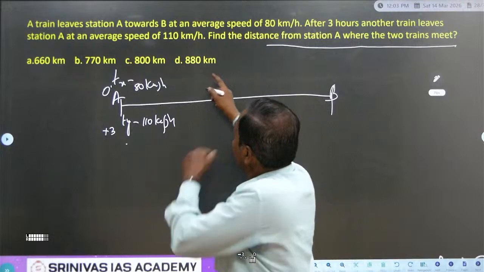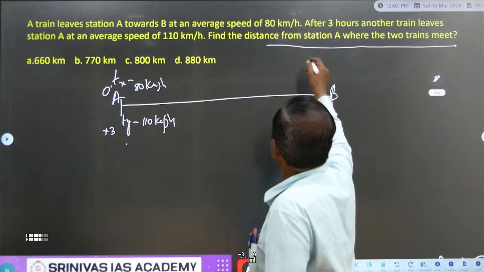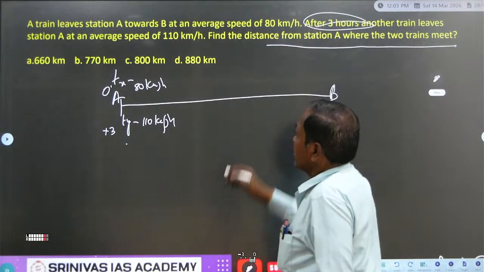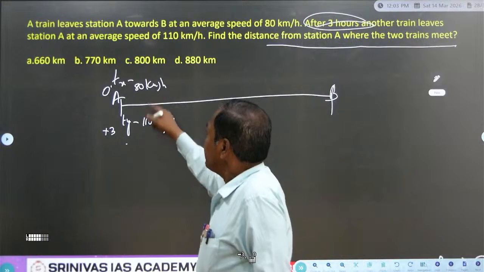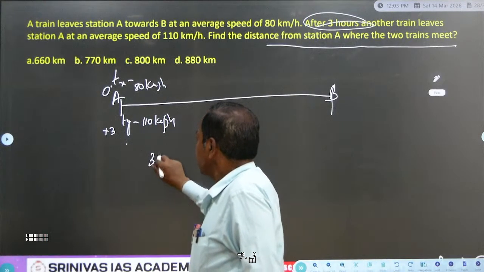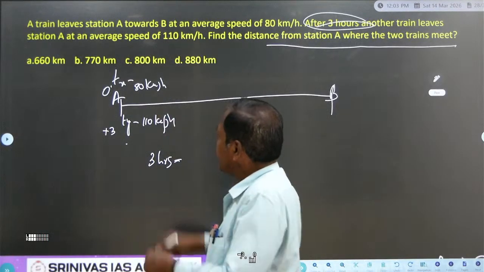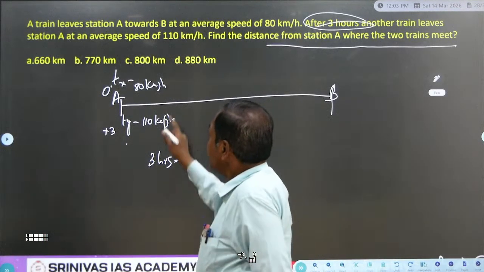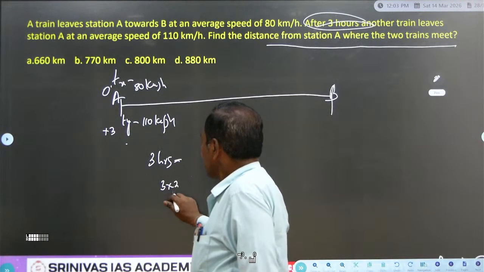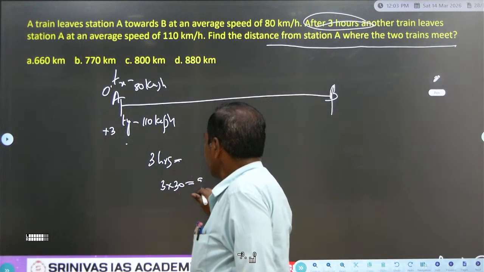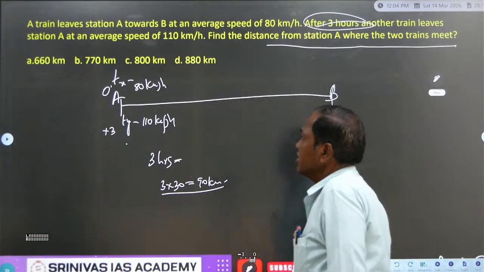And now what is given here? After 3 hours he has to make up the distance. What is the distance between the two trains? 3 hours is the difference between the times, and the speed difference is 30, so 3 into 30. This 90 kilometers has to be covered. How has it to be covered then?